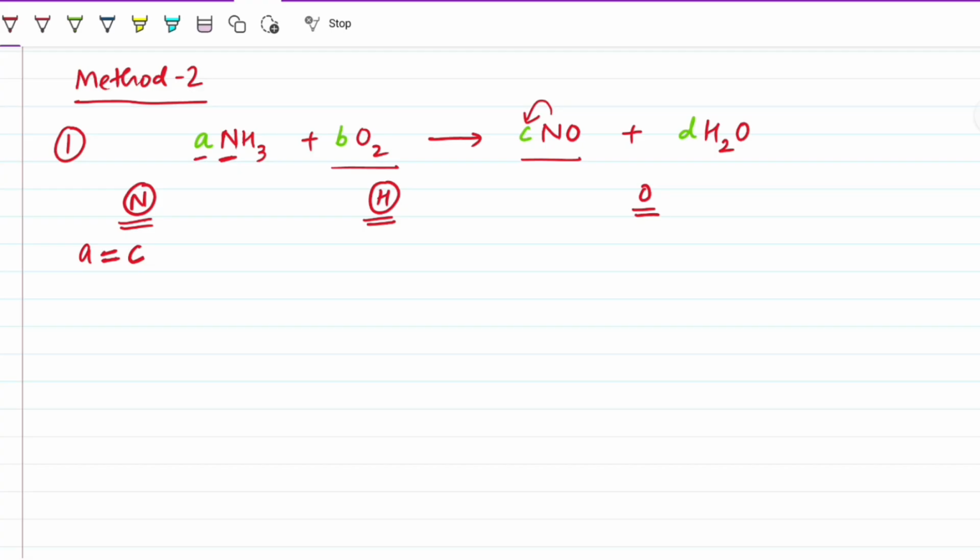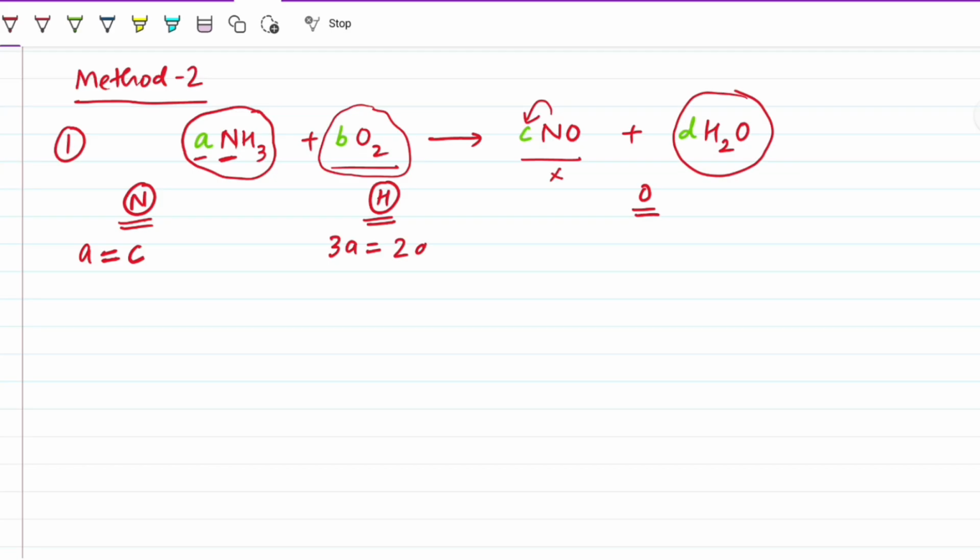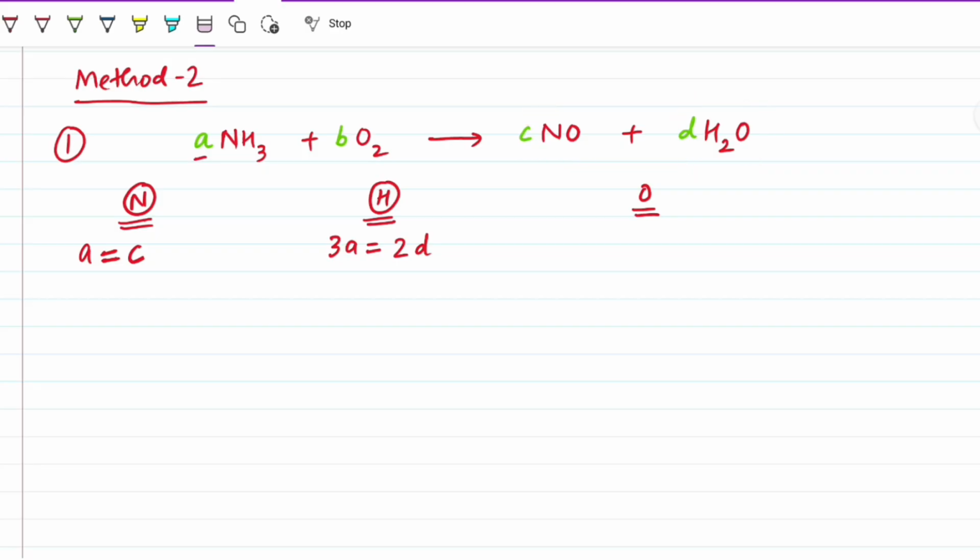What about hydrogen? In NH3 we have 3 hydrogen atoms, so 3 is multiplied by the coefficient A, giving 3A. There is no hydrogen atom in O2, so I have not taken the B coefficient. On the product side, in H2O we have 2 hydrogens along with the coefficient D, so I have written 2D. Take note of those elements and then make an equation with respect to them.